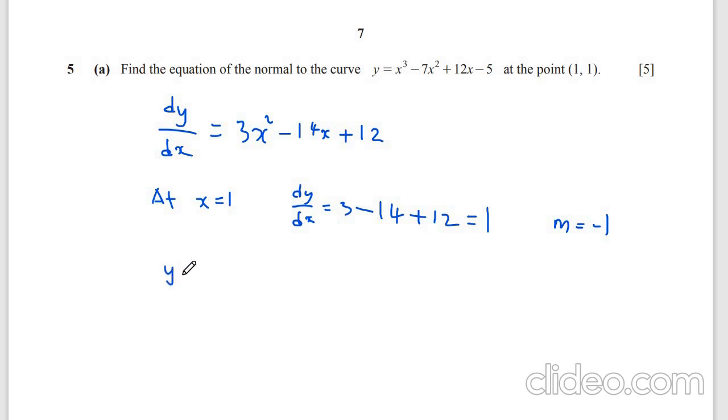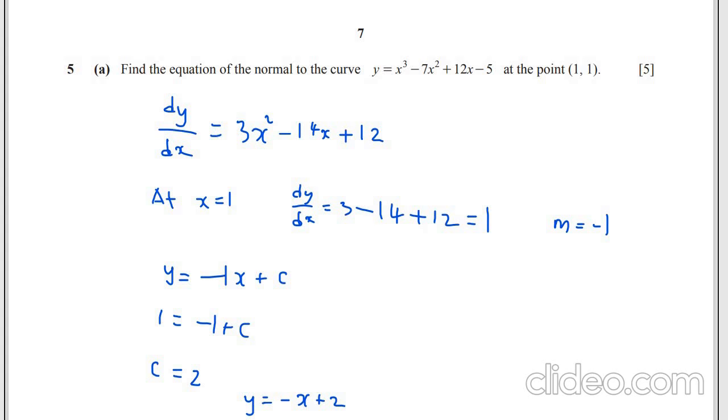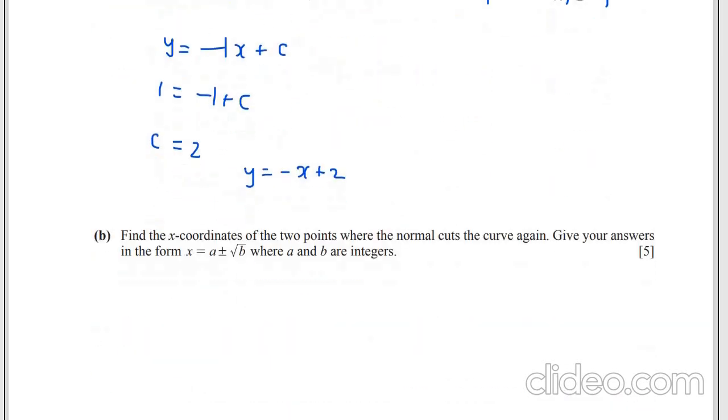So now let's find the equation of the normal. y equal to -1x plus c. And if we plug in the values of 1, 1, so our c is 2. So the equation of the normal is y equal to -x plus 2. Right, next.